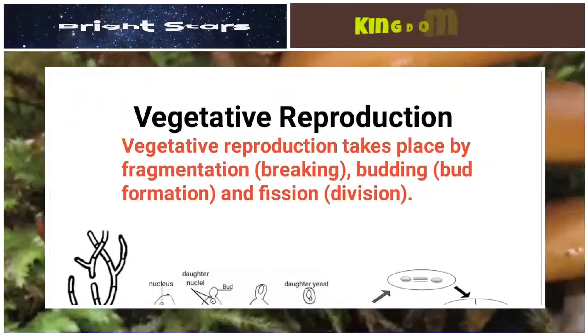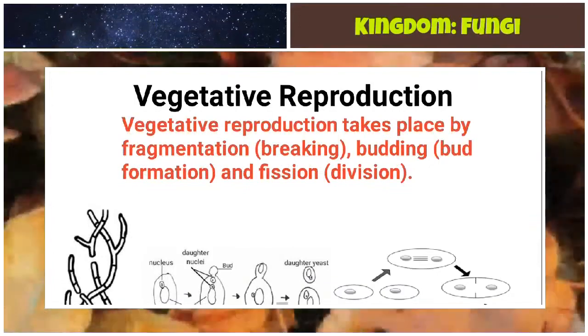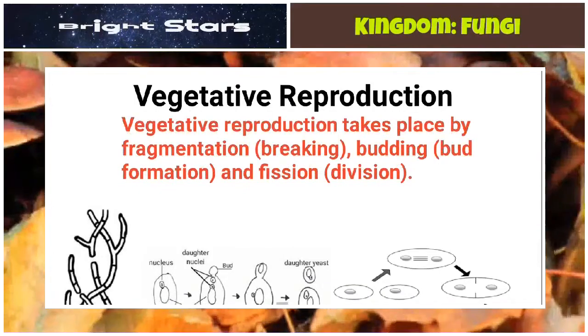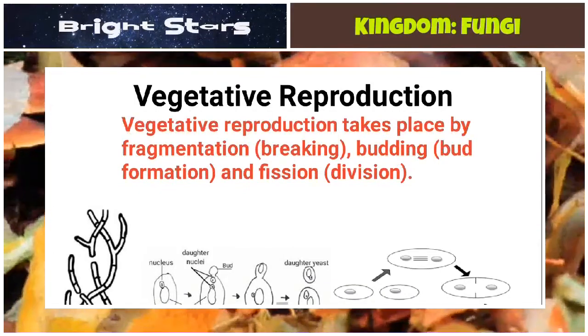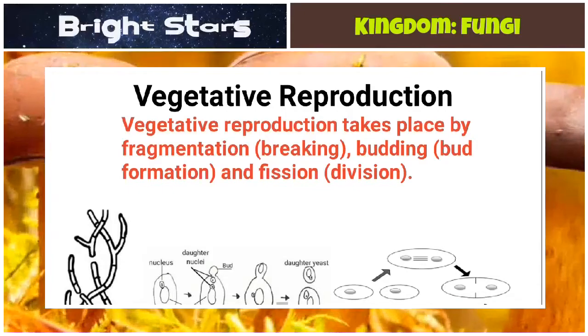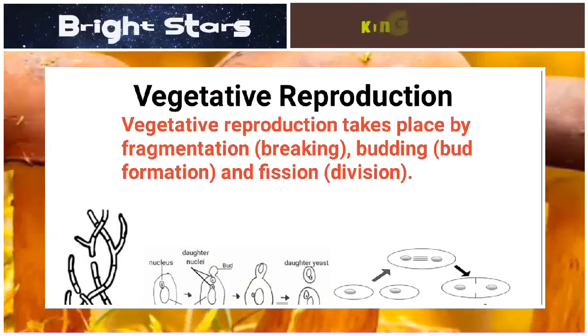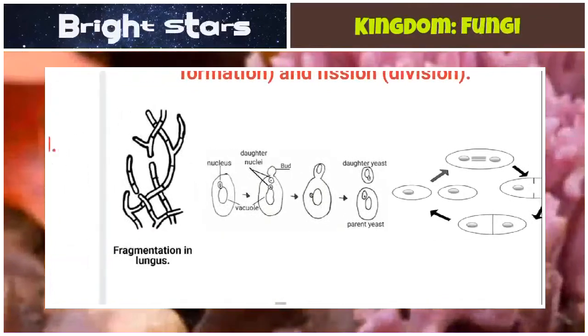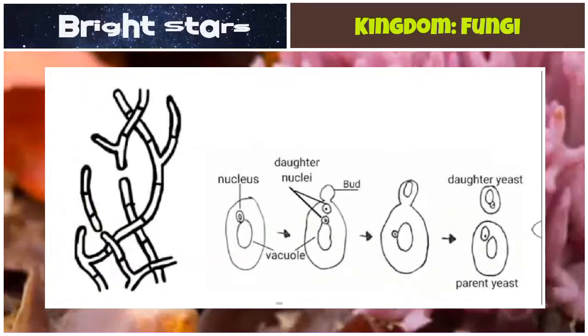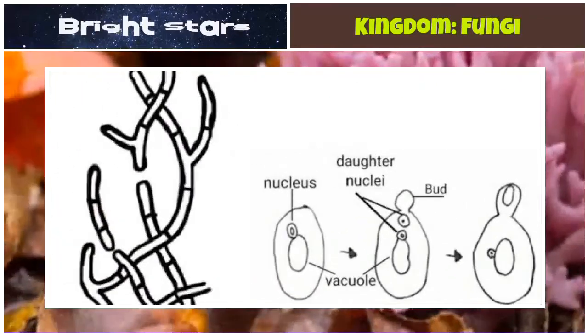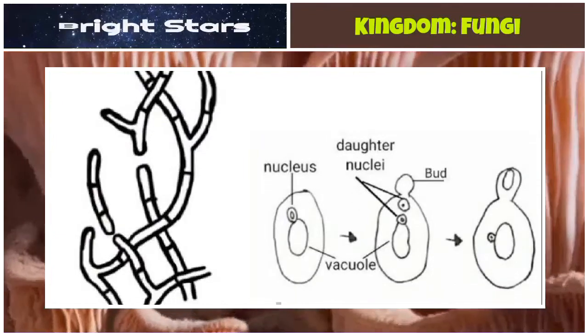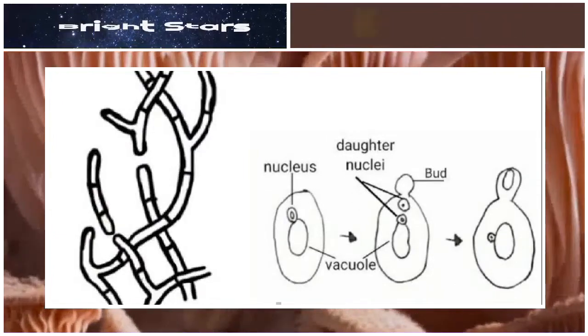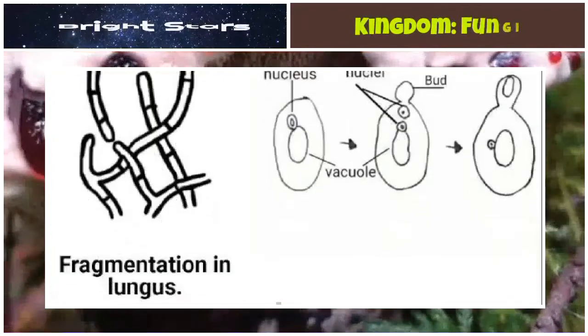Next thing is vegetative reproduction. Vegetative reproduction takes place by fragmentation, that is breaking of the hyphae, budding, bud formation, and fission, that is division. So this is fragmentation. When a hypha gets broken, it will develop into a full mycelium. So this process is called fragmentation.